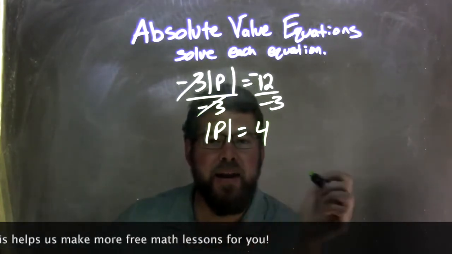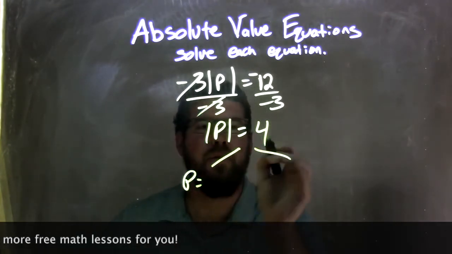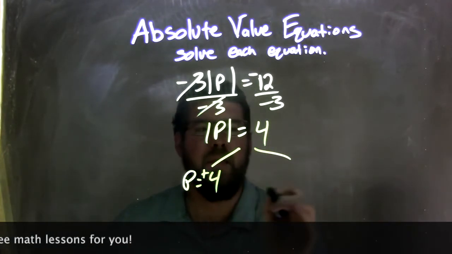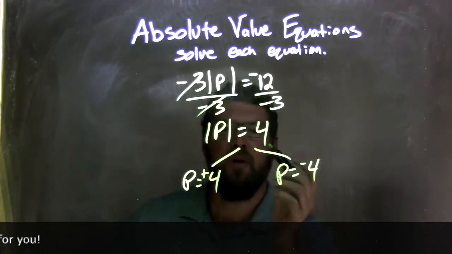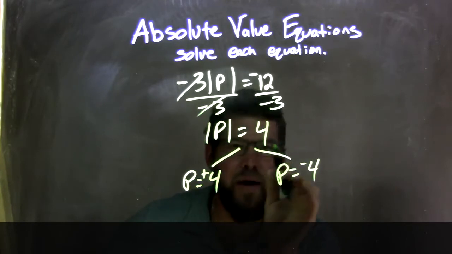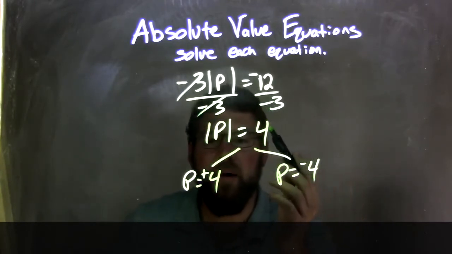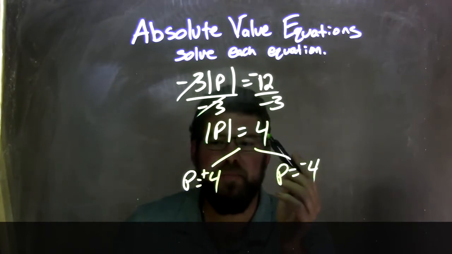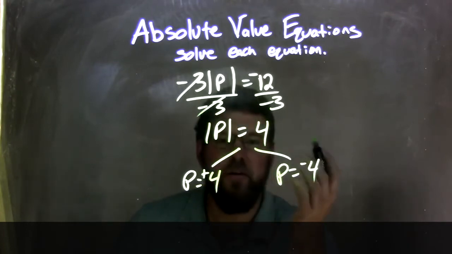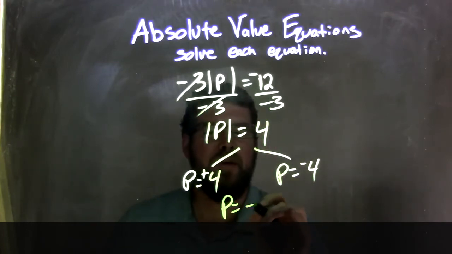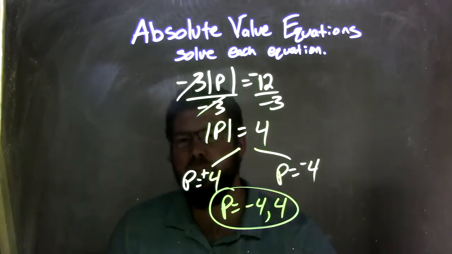I can break that now apart into two equations, leaving me p equals a positive 4, right? And p equals the opposite of that, a negative 4. When we have absolute value isolated, we break the equation apart into two equations, and make it a positive and negative of whatever number's there. So p equals positive 4, p equals negative 4. I can rearrange this to go from least to greatest. So my final answer is p equals negative 4 and positive 4. There we go.